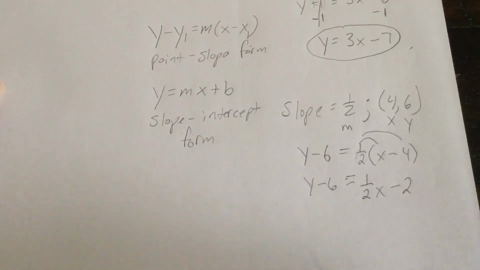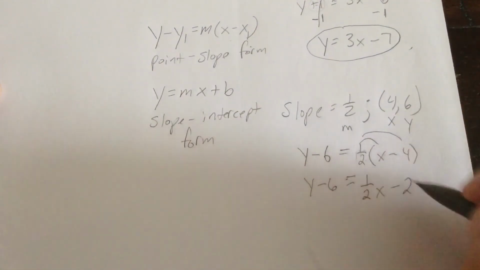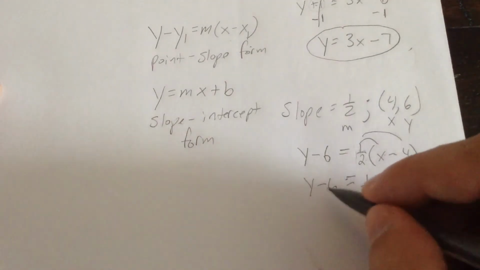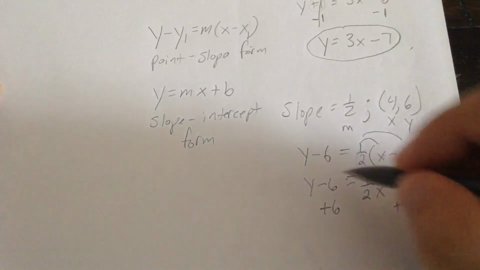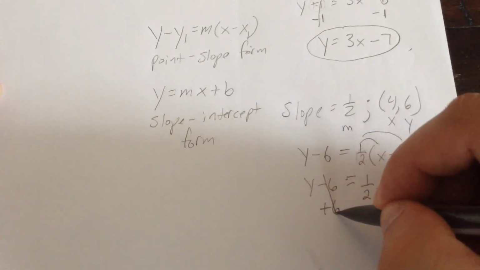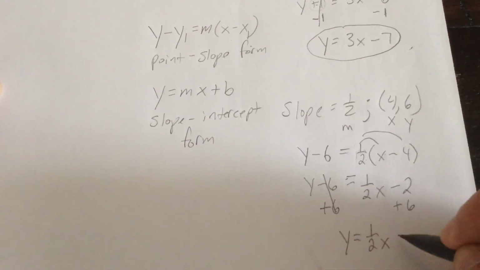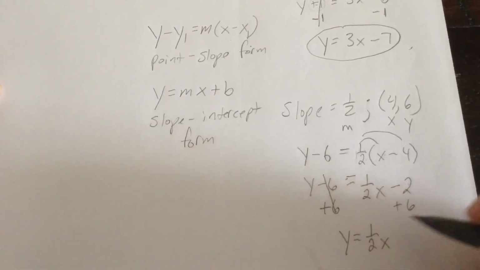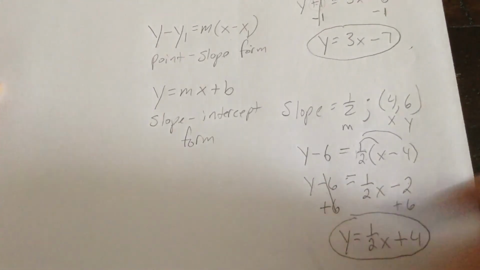Okay, now, just like the last one, I'm almost there. I just have to get rid of this minus 6 and bring it to the other side of the equal sign. So if it's minus 6, the opposite would be plus 6. Plus 6. Negative 6 and 6 cancel, so I'm left with y equals half x, and then this time negative 2 plus 6 is 4. And I'm all done. There you go.